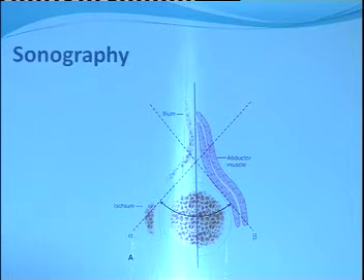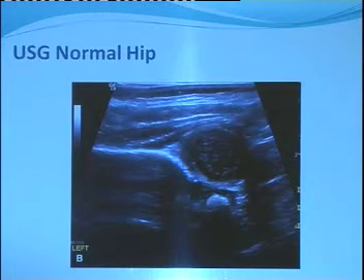This is how you draw. This is the head, these are the abductor muscles, this is the labrum, and this is the bony ilium. So this is the alpha angle. This should be more than 60 degrees, and the beta angle should be less than 55 degrees. This is the USG, same. This is the head, this is the labrum, this is the ilium, and we draw a line along this ilium, and the angle towards the labrum is the beta angle, towards the ilium is the alpha angle.